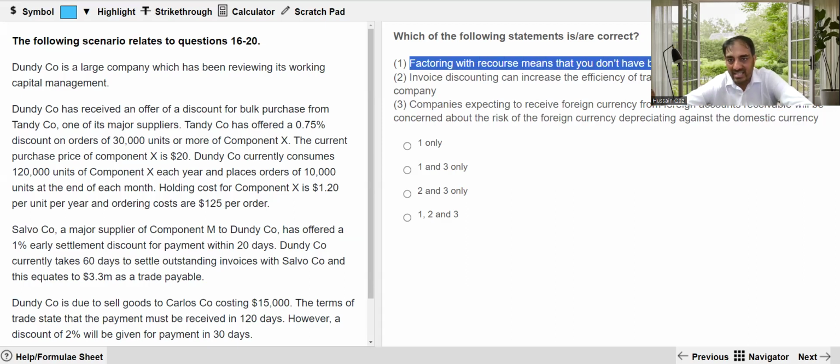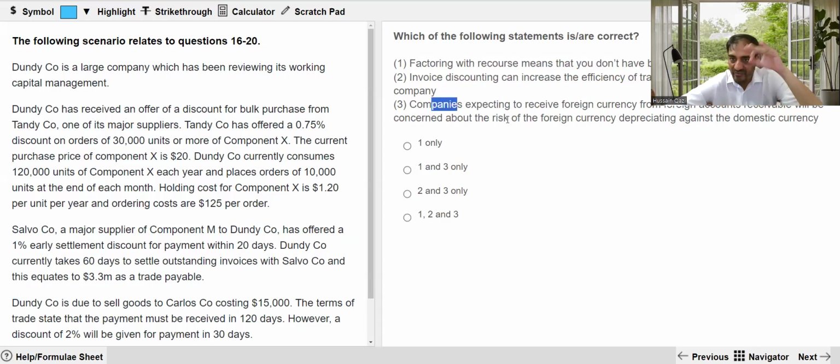Statement number 1 is absolutely right. With recourse factoring, the company, like the company here, cannot insure the bad debts. Point number 1 is absolutely right. Point number 3, skipping point number 2: companies who are expecting to receive foreign currency receivables are concerned about the depreciation of the foreign currency against the domestic currency. That's a risk, and that's absolutely right. Points number 1 and 3 are right.